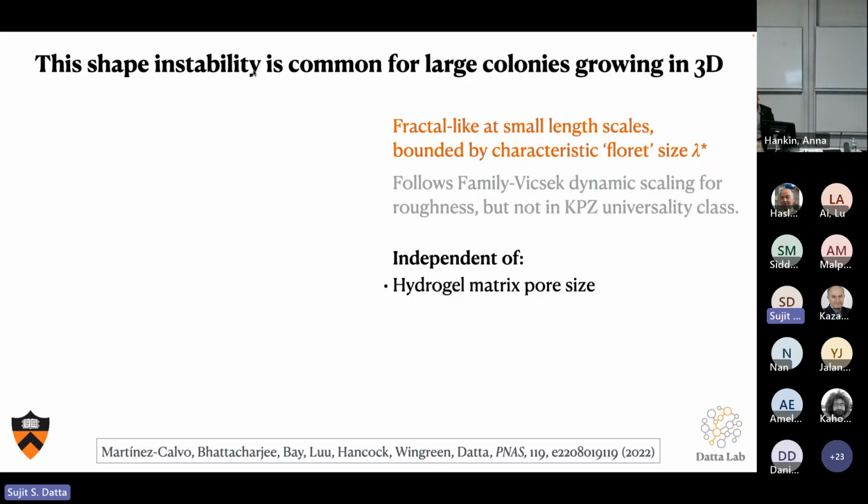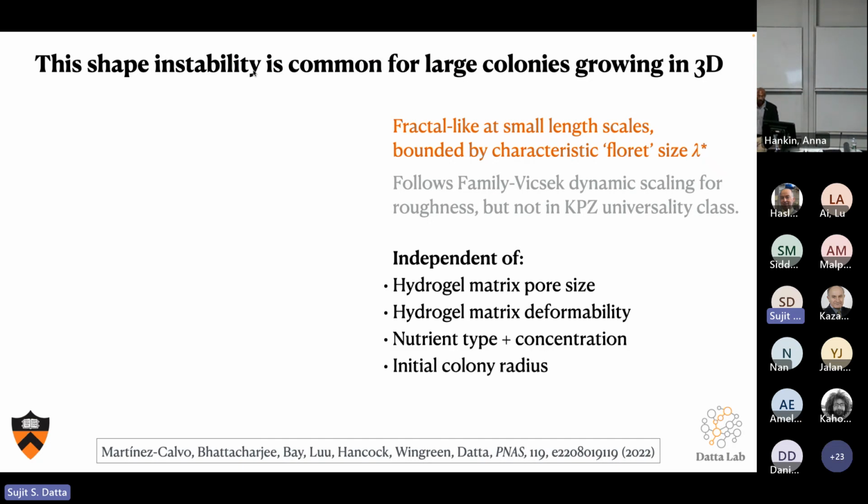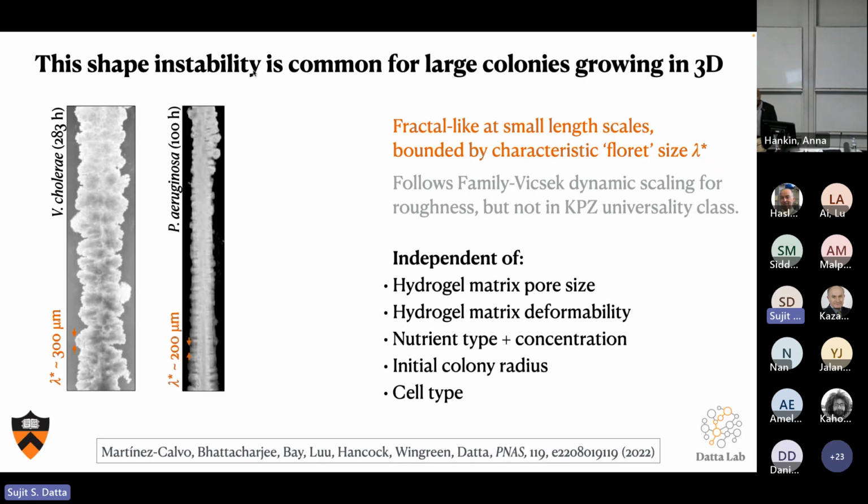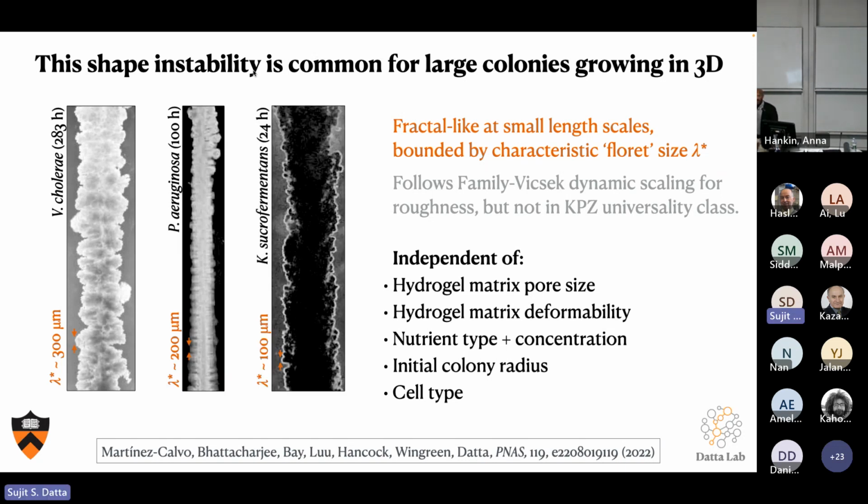We found that it's independent of the hydrogel pore size, the hydrogel deformability, the nutrient type and concentration, the initial conditions of the colony, and we tested many different cell strains. We tested Vibrio cholera, which is a biofilm former and a gut pathogen. We tested Pseudomonas aeruginosa, which is a soil bacterium and a lung pathogen, also a biofilm former. We tested kombucha, the stuff that's in kombucha.